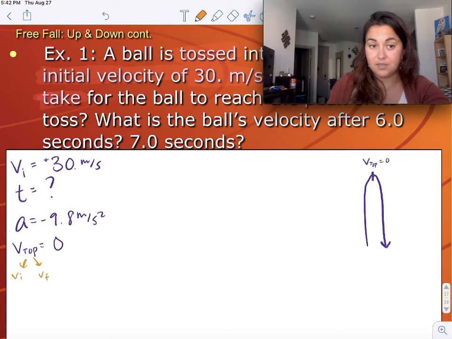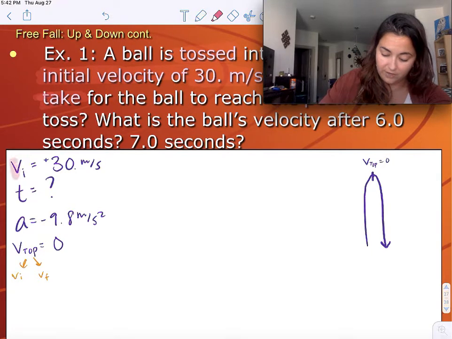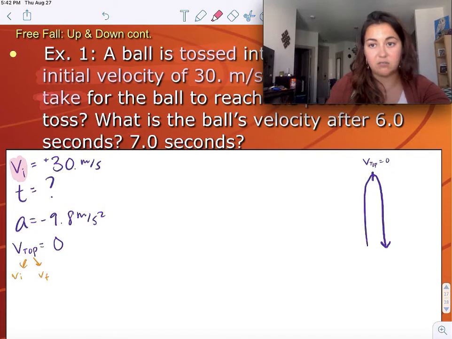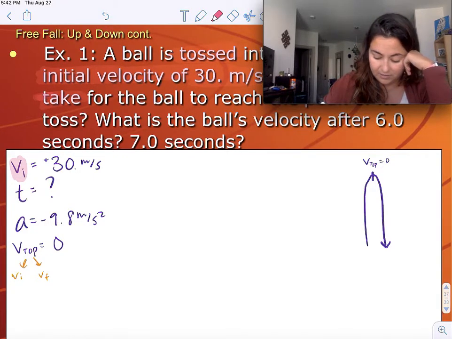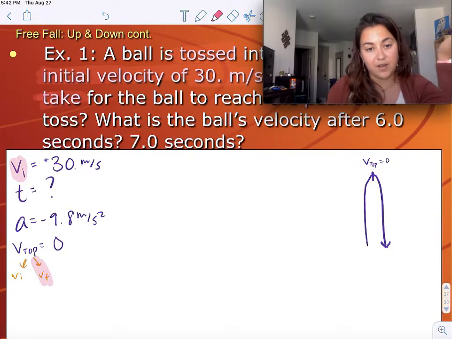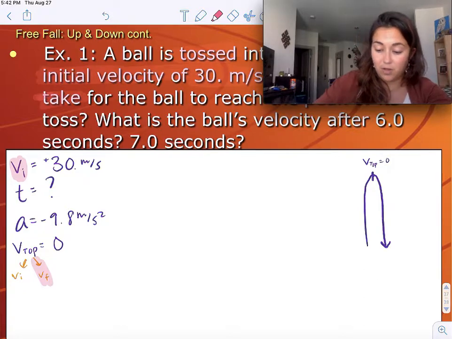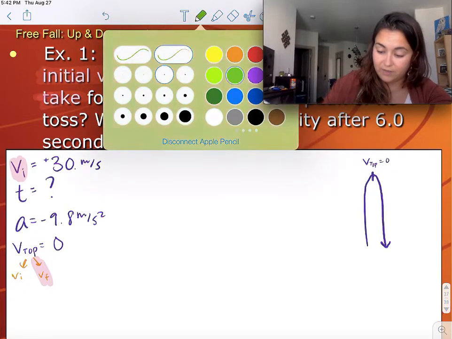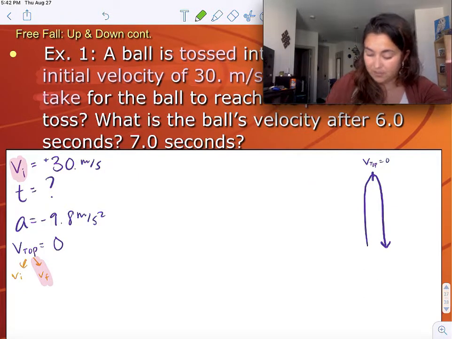For instance, in this problem we already have an initial velocity. I don't need to find an initial velocity, they tell me. So I'm probably not going to use it as an initial velocity. I will use it as a final velocity. It's not the actual final velocity of the ball, but I'm treating it like it is so I can find out certain information. So let's think about it this way.